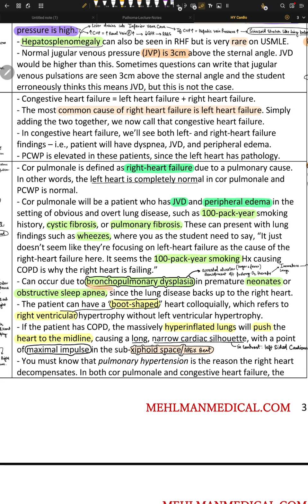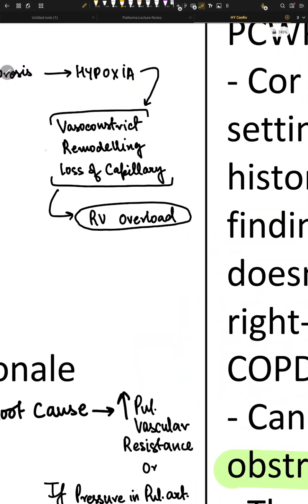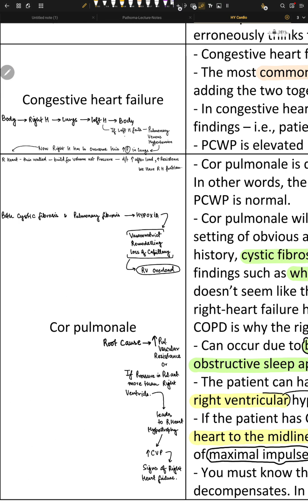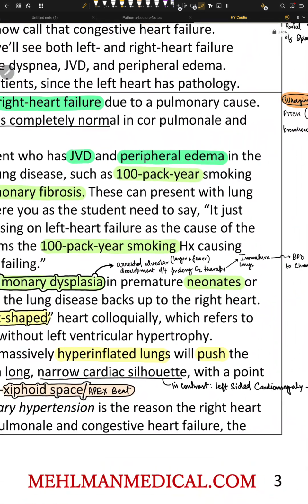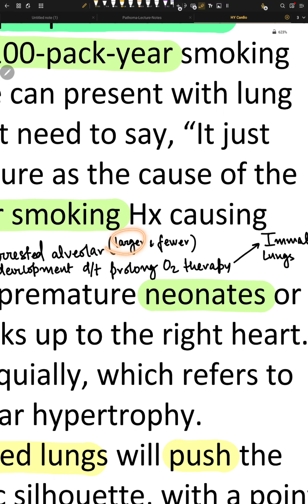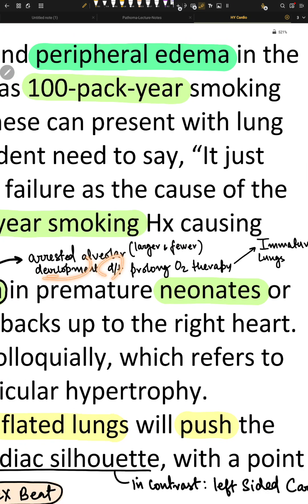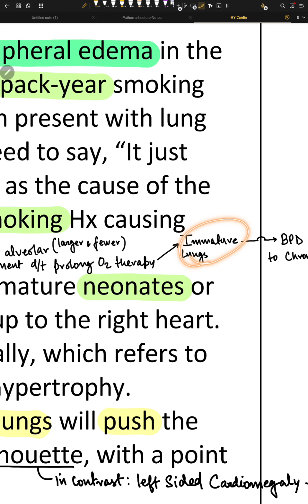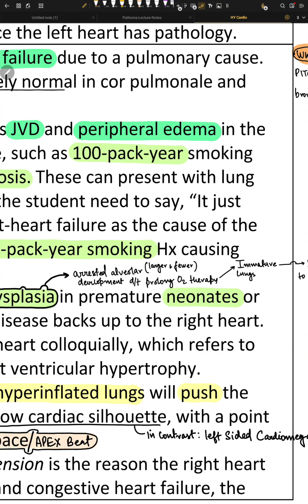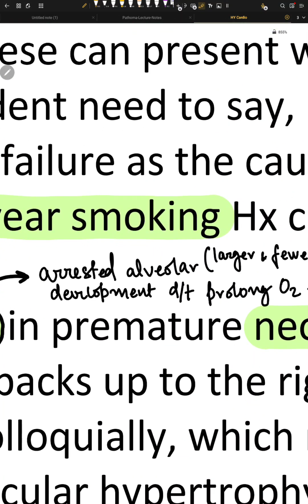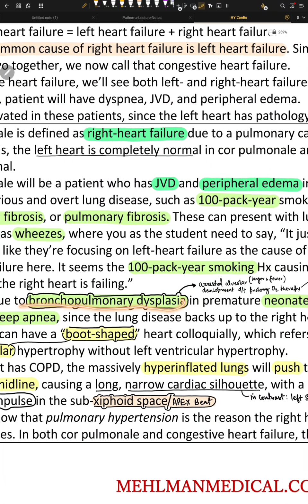Now, it can occur due to bronchopulmonary dysplasia. Now, what is bronchopulmonary dysplasia? It's just that the remodeling is happening, right, due to hypoxia and vasoconstriction. Now, dysplasia is just when a normal structure is displaced by an abnormal one. That is dysplasia in simpler words. So, arrested alveolar development, they are larger and fewer, due to prolonged O2 therapy, immature lungs, BPD is a precursor to chronic lung disease. We are talking here about little kids, by the way, right? So in little kids, we have this bronchopulmonary dysplasia, right?